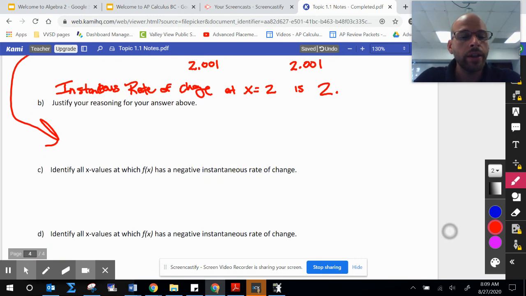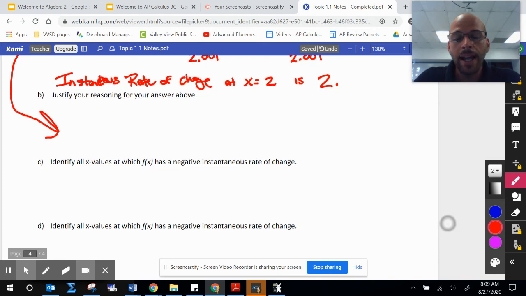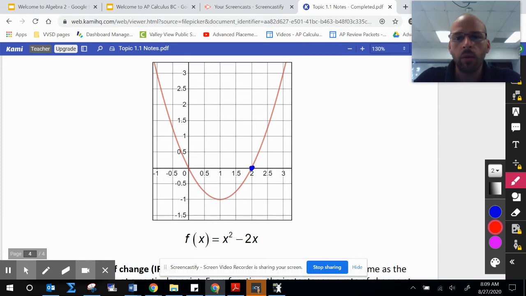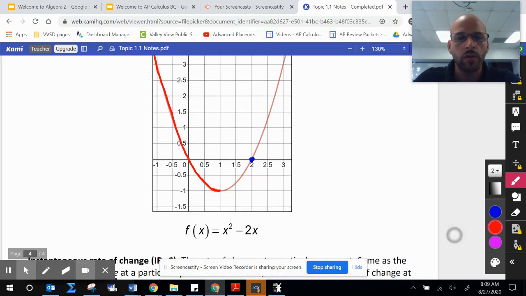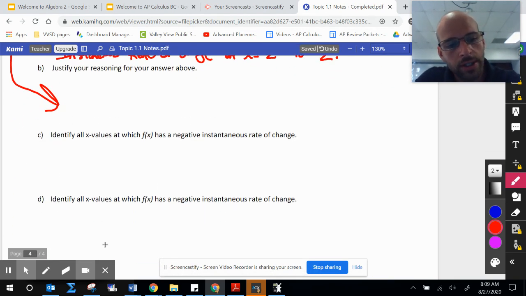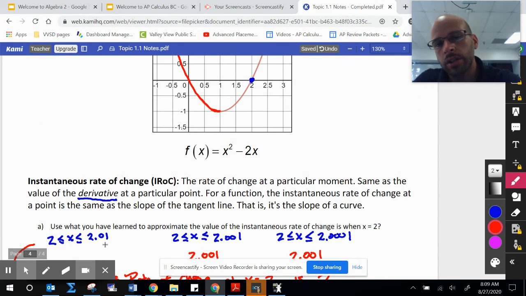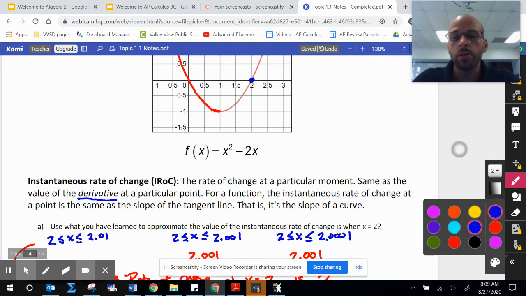So now, identify all the x values at which f of x has a negative instantaneous rate of change. So ultimately, I want to look at this graph and I want to know, where is this graph going to have negative slopes? And if you look, this graph is decreasing on the entire left side all the way until the x value of 1. So I'm going to say from negative infinity all the way to 1. Now, not inclusive, because at 1, we talked about earlier on the earlier example, that was actually a 0 slope. That wouldn't be a negative slope. So I don't want to include the 1.